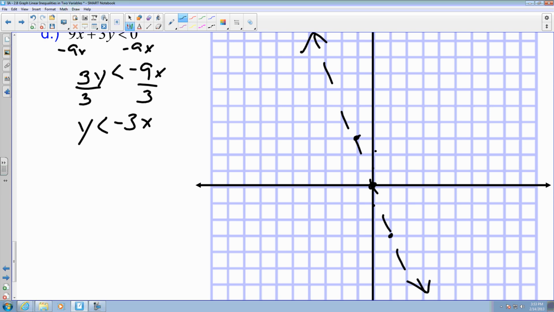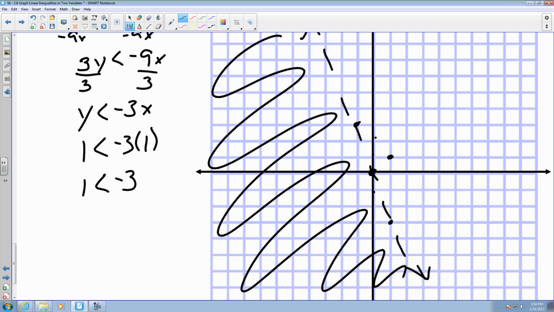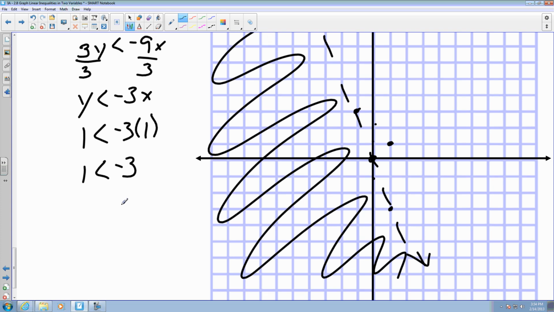So I'm going to pick a different point. I'm going to say let's pick 1, 1. So that means if y is 1, my x is also going to be 1 because it's my test point. So I'm going to say 1 is less than negative 3. Is this a true statement? No, it is not. So since it's a false statement and my test point occurred on the right-hand side of my boundary line, that means I get to shade the left side of my boundary line.